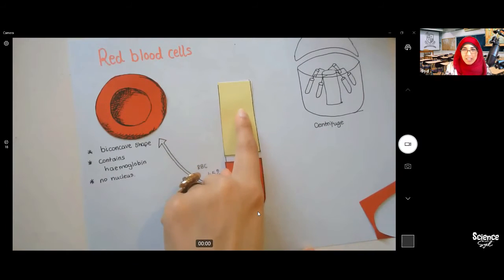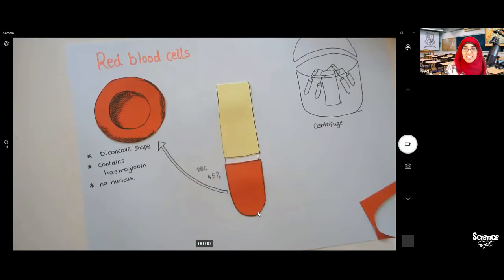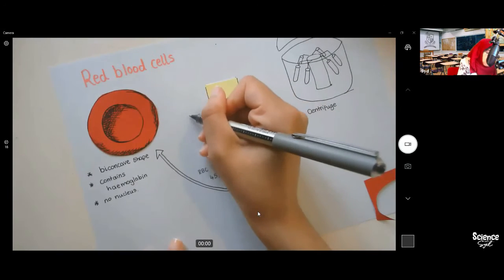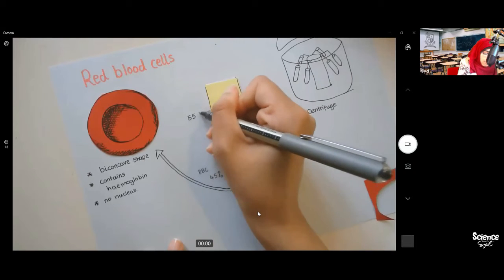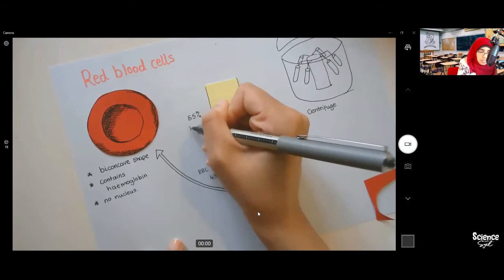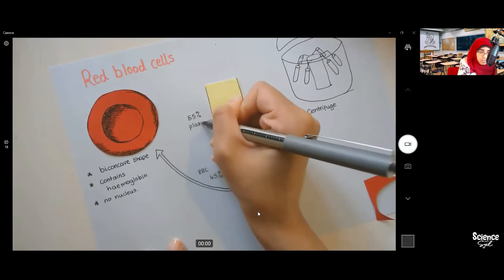What about this bit? I mentioned that this is called plasma. What exactly is plasma? What does it do? Okay, why is there so much of it? So there's 55% of our blood is actually plasma.